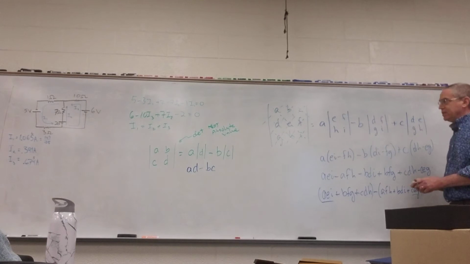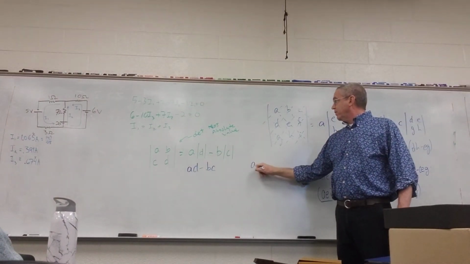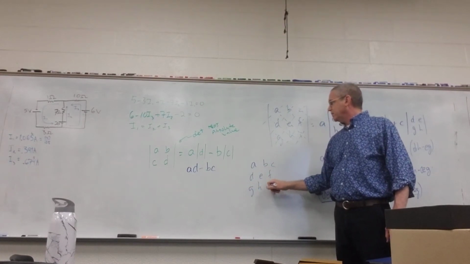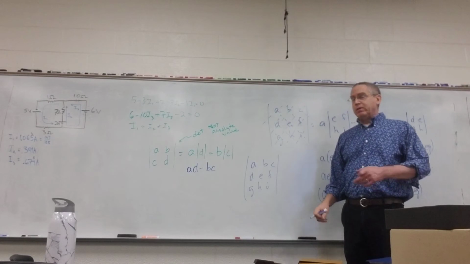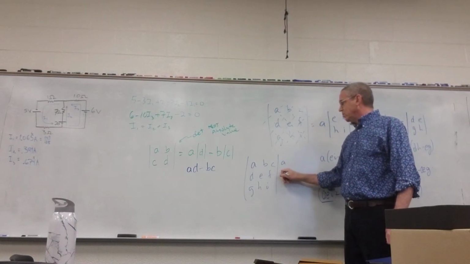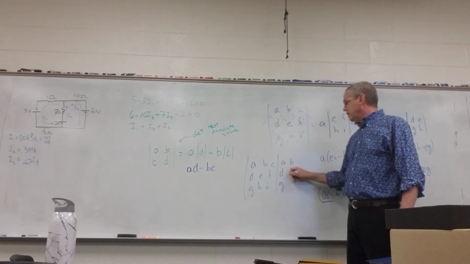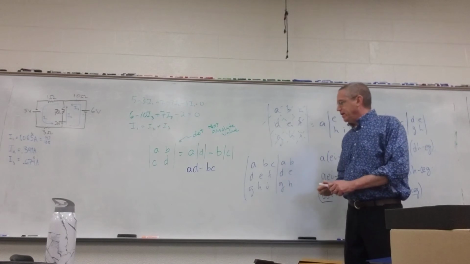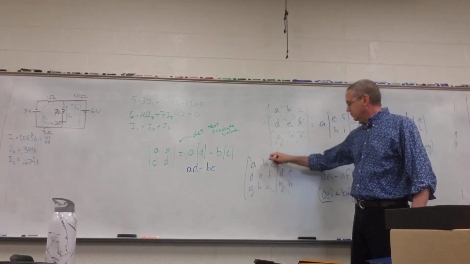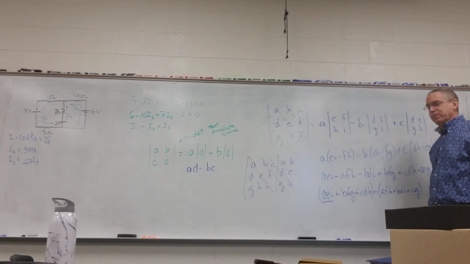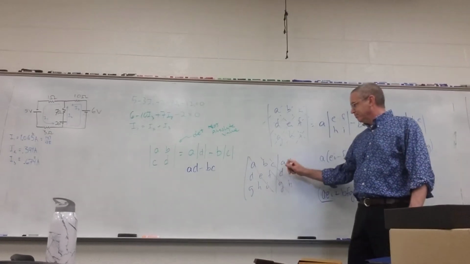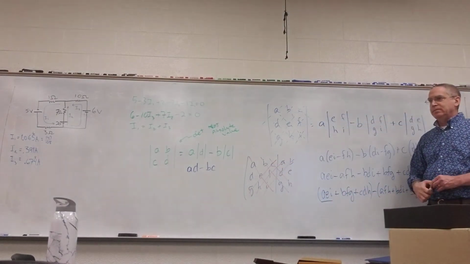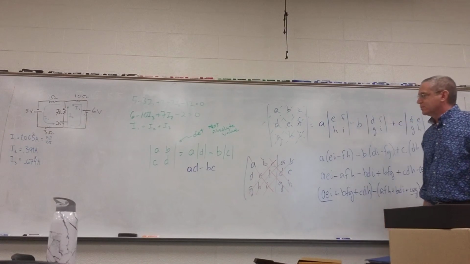So for a 3 by 3 determinant, if I have A, B, C, D, E, F, G, H, I. Now some people can deal with it like this, and some people just write the first two columns over again, A, D, G, B, E, H. And I just multiply down this diagonal. Those are the positives, minus those three. So let's stick in numbers.